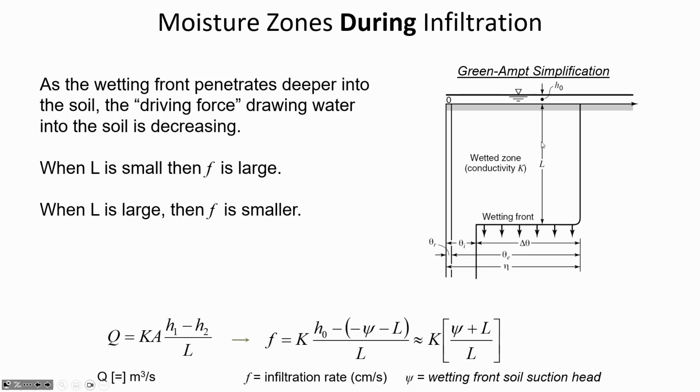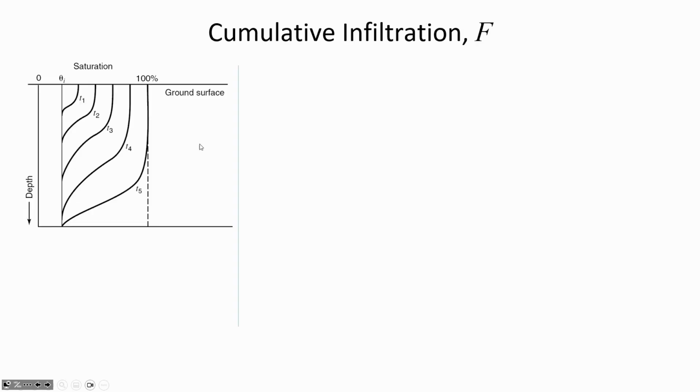The soil is, you can think of it like the soil's really hungry for the water. Same as you when you are hungry at night. You eat quickly at first, and you slow down. So the soil, when it's dry, has a high appetite for the water. The suction head is high, the infiltration rate will be high. And then as the wetting front depth increases, then the rate of infiltration goes down.